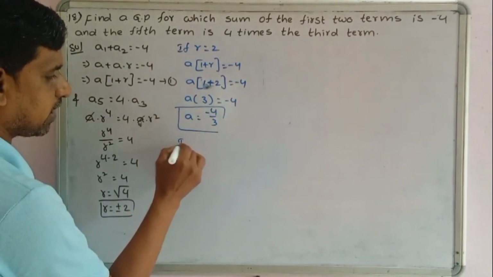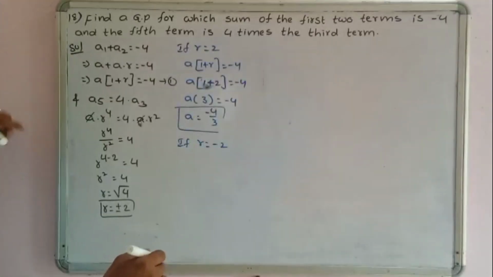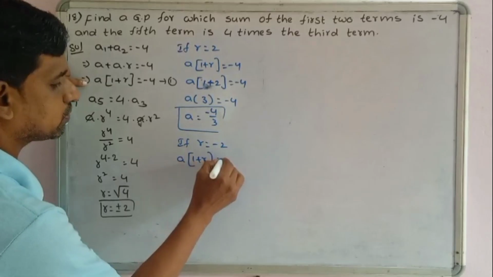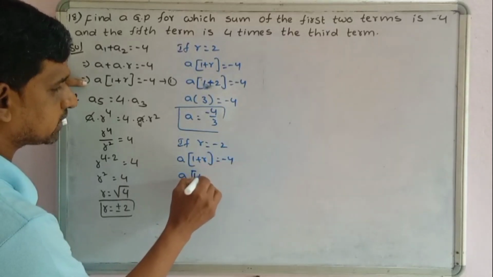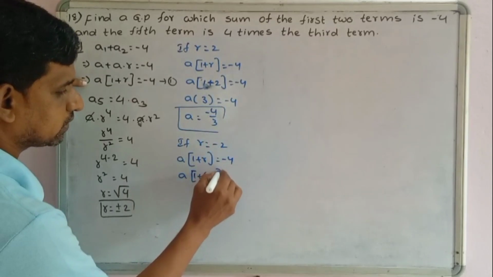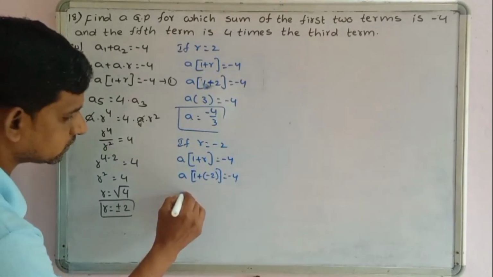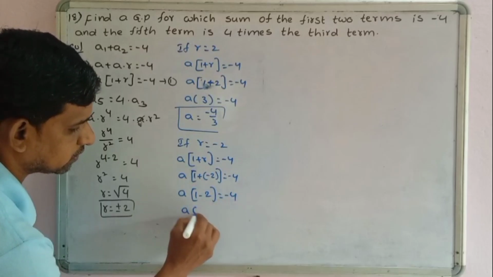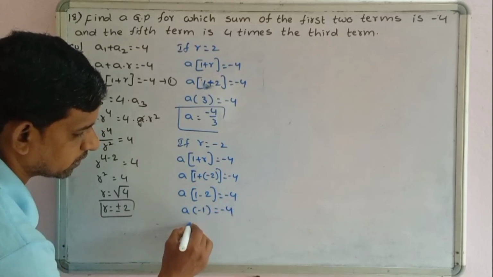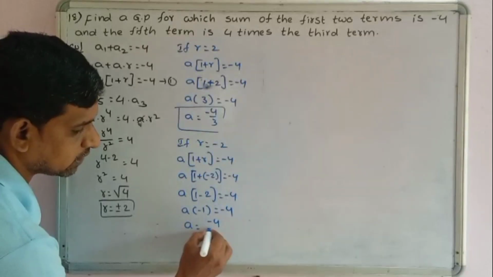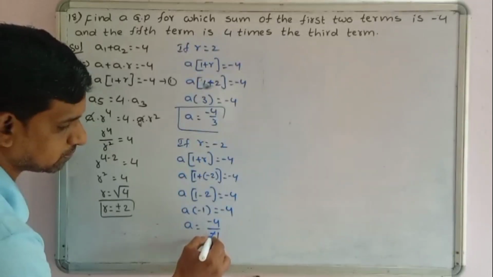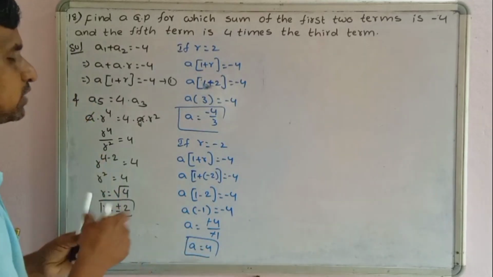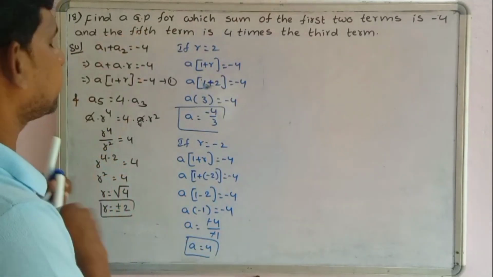In the second case, if r equals minus 2, what is the value of a? a times 1 plus r equals minus 4. a times 1 plus minus 2 equals minus 4. a times minus 1 equals minus 4. a equals minus 4 divided by minus 1. Minus minus cancel, a equals 4. Now see the two cases here. Now find the GP.